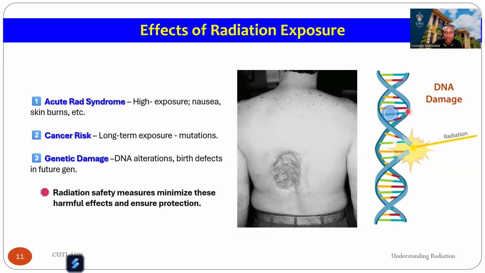On the figure here on the right side, the patient on the left is suffering from acute radiation syndrome, which only occurs for high exposures. The figure on the right shows DNA damage, which may later cause birth defects in future generations. So these are some of the effects of radiation.